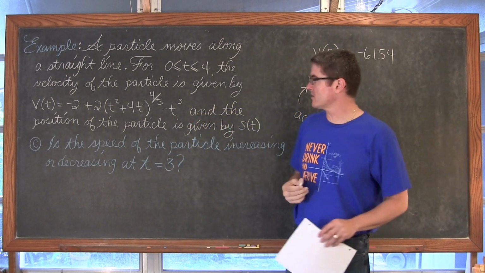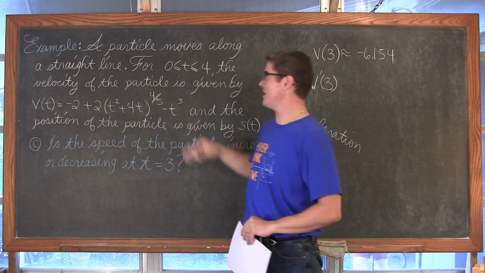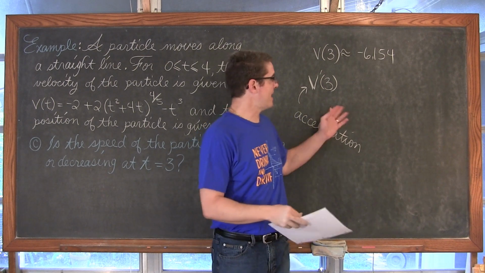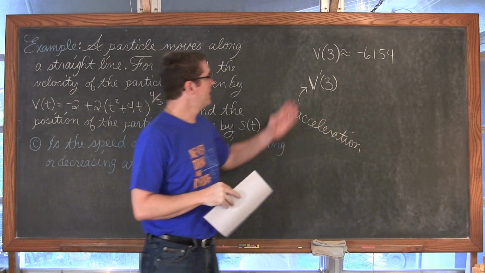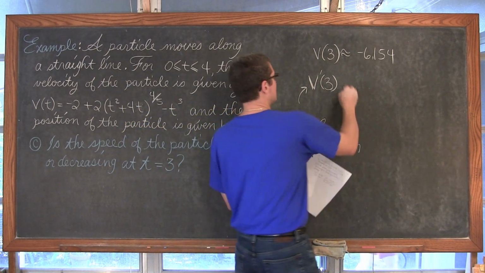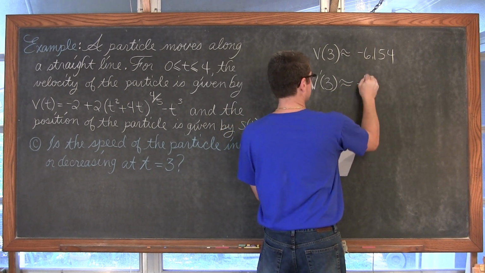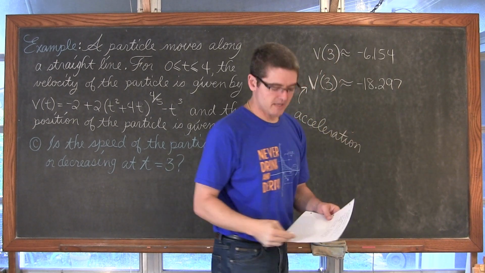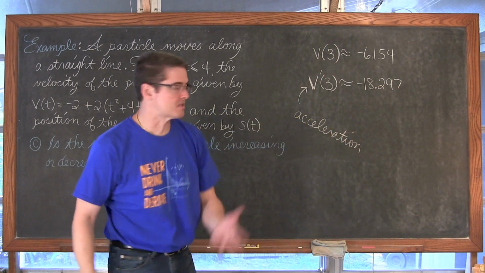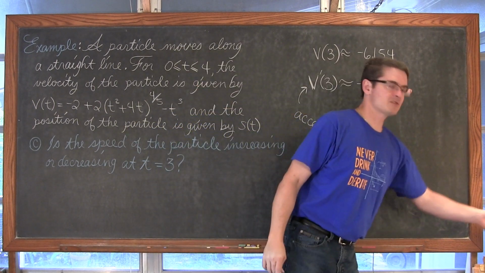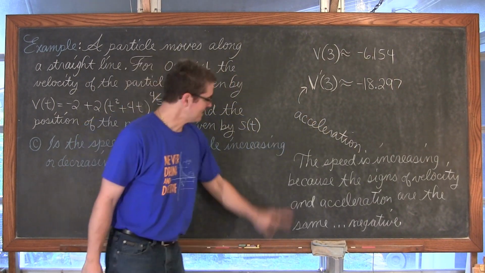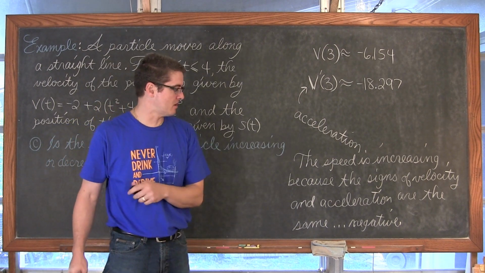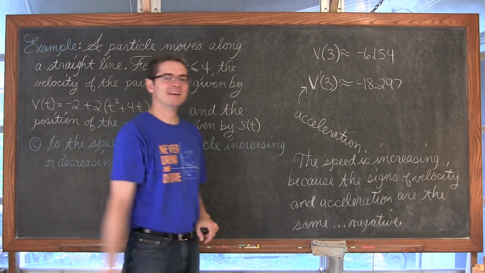And again, if this is a calculator question, we're not expecting you to find the derivative of this function by hand. You can find the derivative at a point with your calculator, and v prime of 3 is equal to negative 18.297. So, and you might want to write this as a summary statement, and actually maybe I will too, just to pause it so you have to watch me write. The speed is increasing because the signs of velocity and acceleration are both the same, in this case, negative.